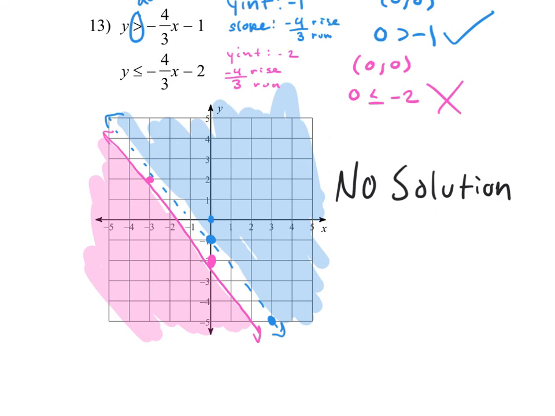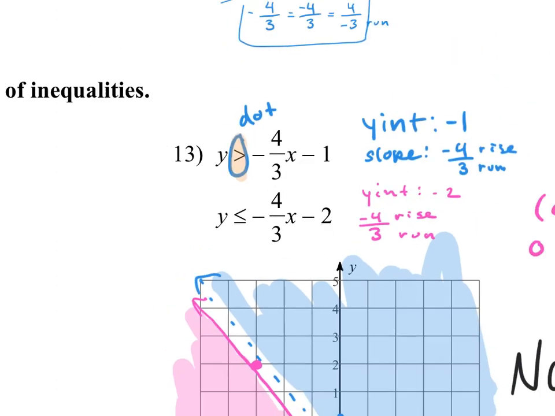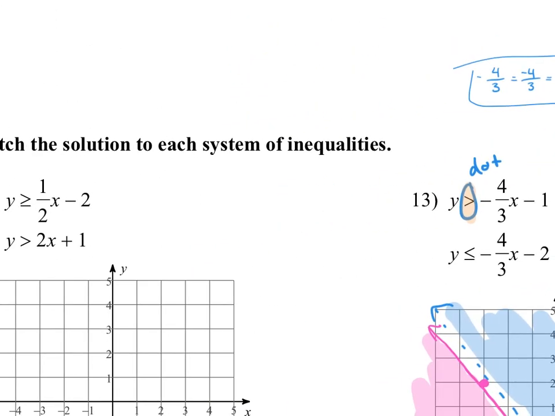Ms. Carver, how do you know when to put a solid or a dotted line? You always look at the inequality. If it is greater than or less than, without the equal to, it's dotted. Let me draw it up here for you. If we just have less than or greater than, it's a dotted line. If it is greater than or equal to or less than or equal to, it's solid. If that equal to is there, it's a solid line. Okay, thank you. You're welcome.